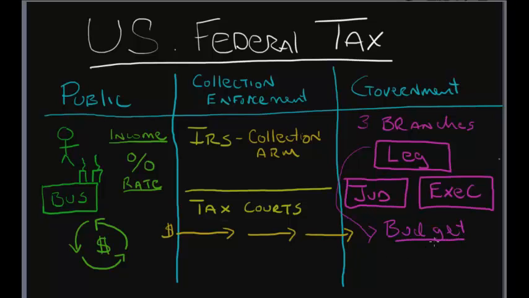So what the budget tells us is we take money from here, we collect it, and we put it into the Treasury. How are we going to spend that? Now, this is the second of the two big arguments that happen. How do we spend the money? What percentage do we collect?